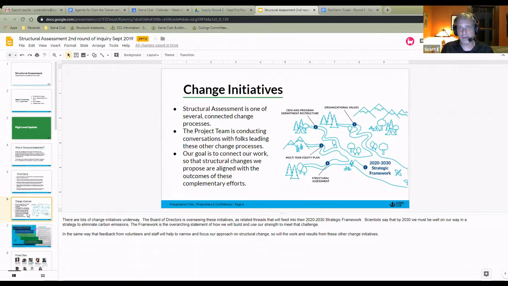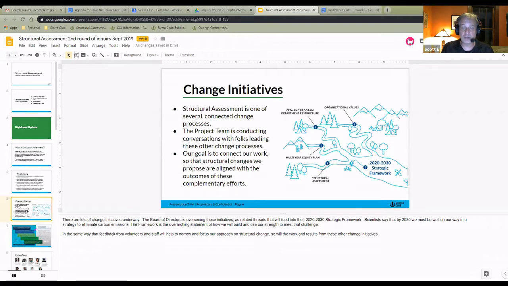So some of you may have heard about the Clean Energy for All and the program departments restructuring. That's one change initiative. There are organizational values that the board is working with. That's another change initiative. The multi-year equity plan and structural assessment fits in with those. All of them flowing together to form that 2020 to 2030 strategic framework that the board and the Sierra Club Foundation board are working together to put together.